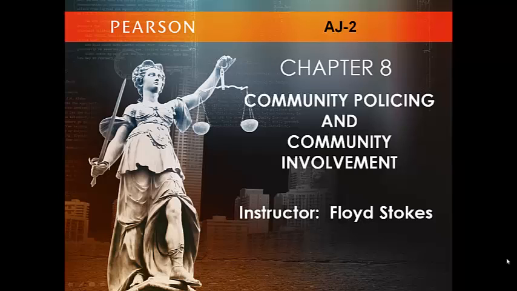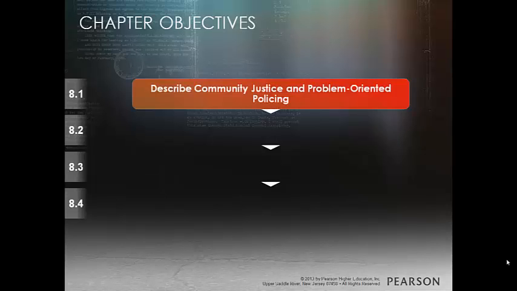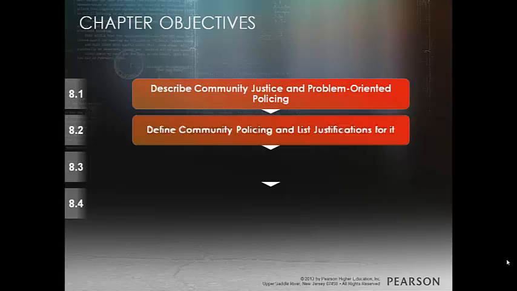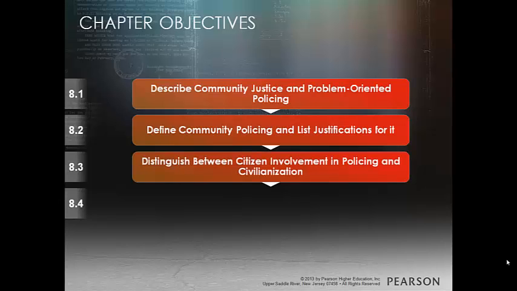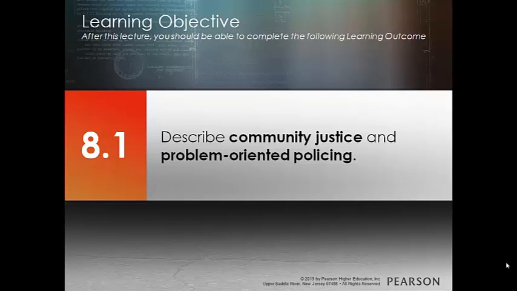Today I'm going to discuss Chapter 8, Community Policing and Community Involvement. This chapter has 4 learning objectives. 1. Describe community justice and problem-oriented policing. 2. Define community policing and list justifications for it. 3. Distinguish between citizen involvement in policing and civilianization. And 4. Define third-party policing and provide some examples. Okay, let's get started.